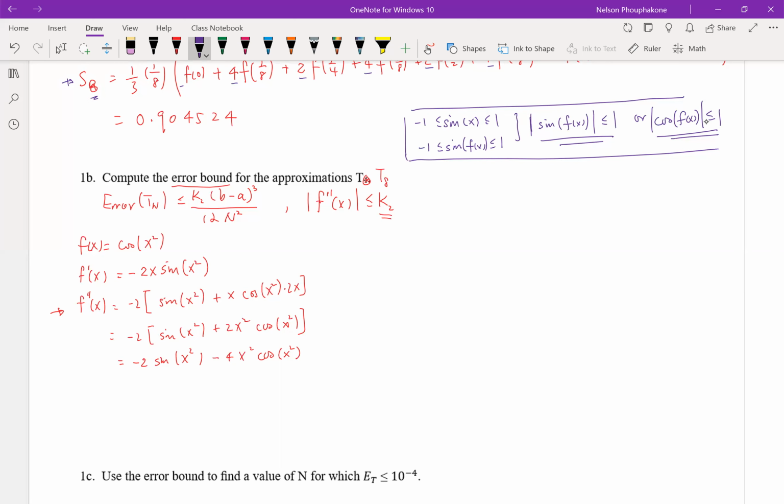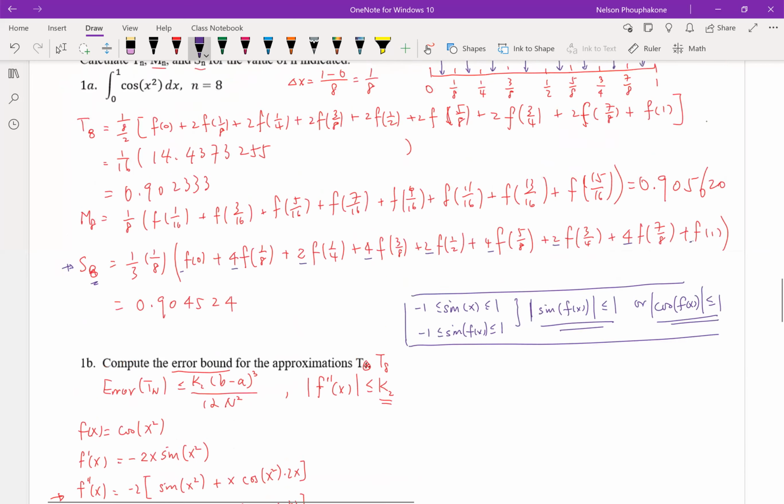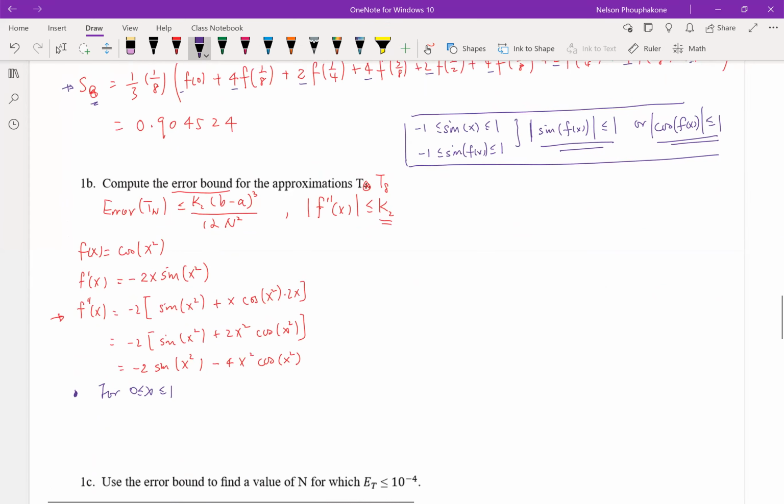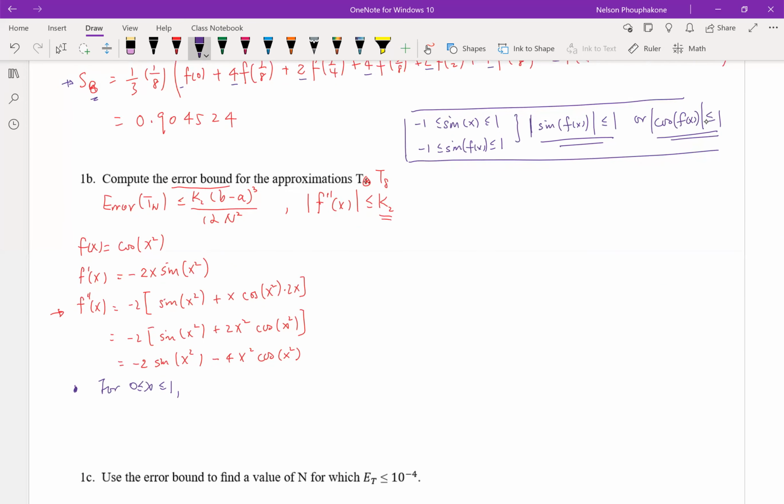Okay, so now let's see how we actually analyze this one right here to find the K sub 2. First, we know that x is between 0 and 1, because do you see that the lower limit is 0 and the upper limit is 1? So therefore, x is between 0 and 1. Sine functions and cosine functions, they are both positive.